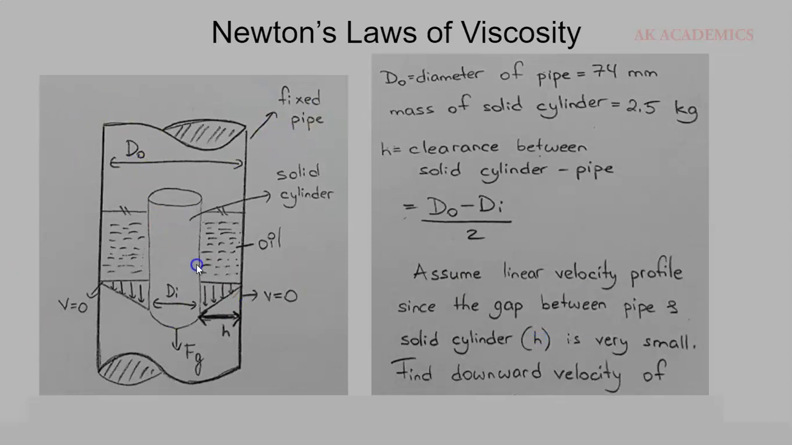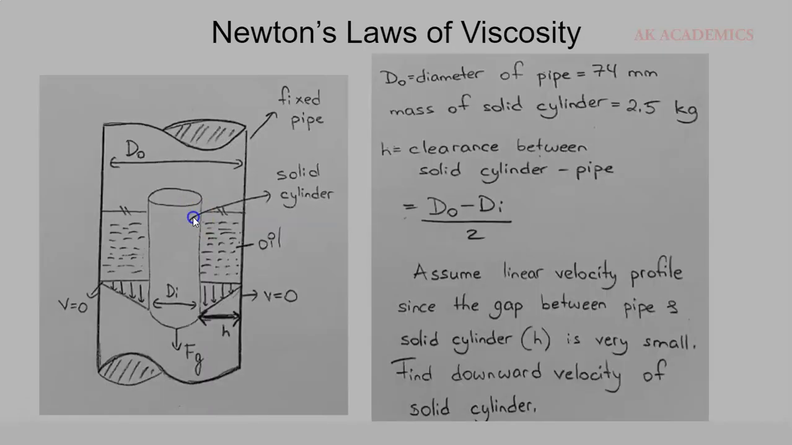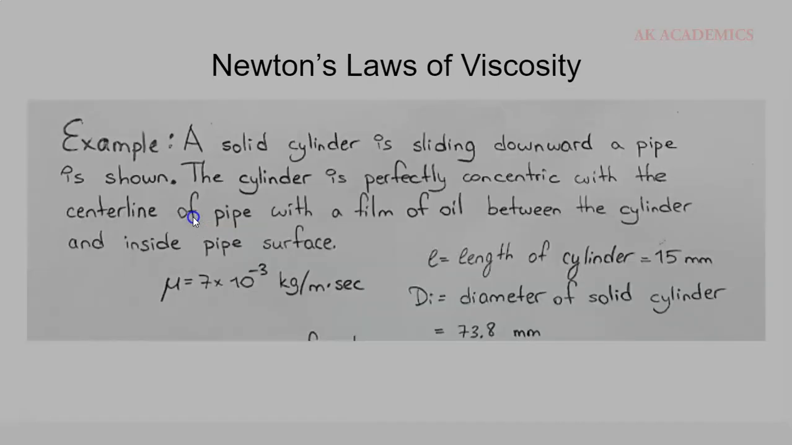This is the diagram we are dealing with. You can see we have a fixed pipe, that's the bigger pipe, and then we have a solid cylinder that is going downward in the big pipe. The bigger pipe is the fixed pipe with the outer diameter of d naught, and the solid cylinder is a smaller cylinder that has the inner diameter of di. Then we have fluid, which is oil. We have oil inside the pipe, and the cylinder is actually inside.